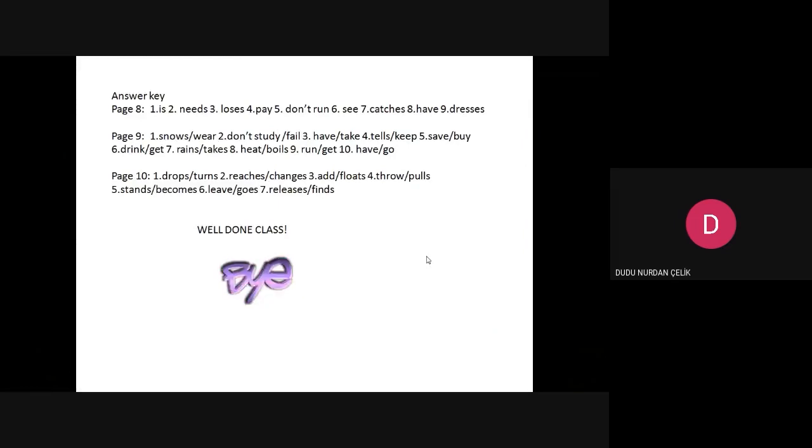This is the answer key for our exercises. Please be careful. Don't look at the answers first. First do, then check.